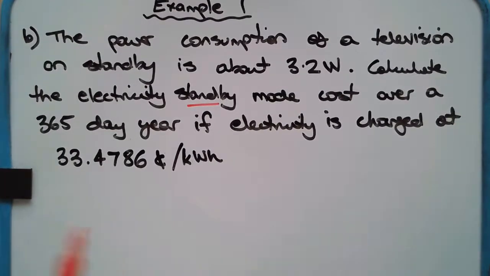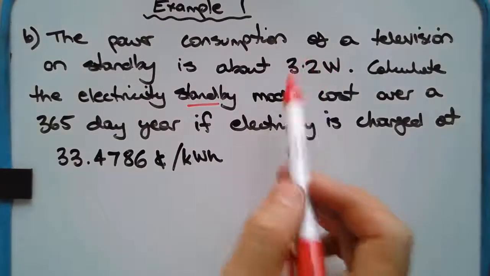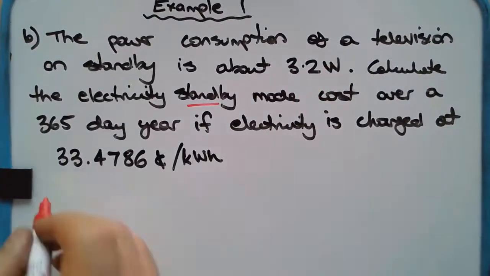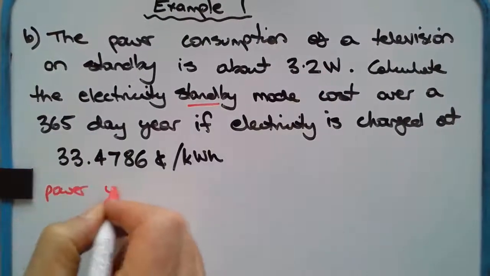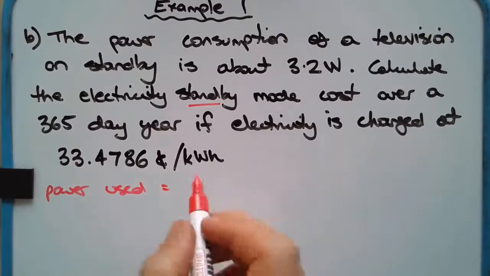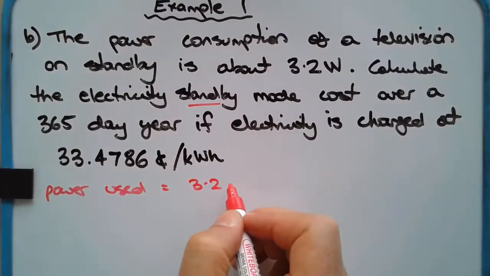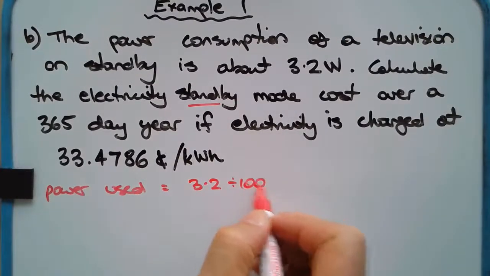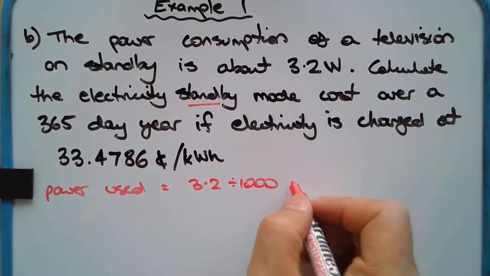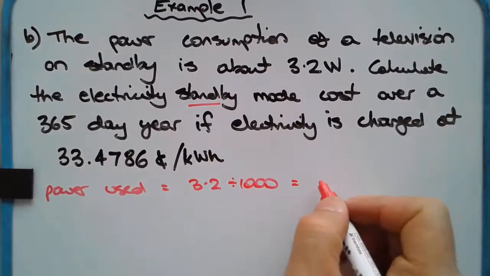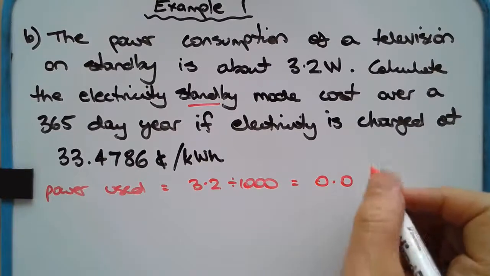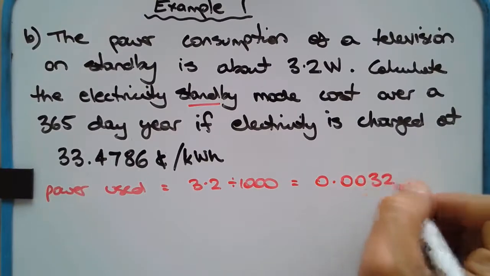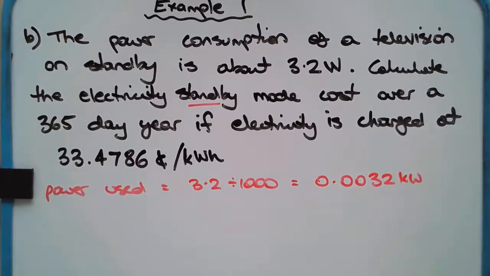So the first thing we need to do is convert the power used into kilowatts. So we'll do that first. Power used is equal to 3.2 watts, and we're going to divide that by 1,000 to get that figure into kilowatts. So that's going to be 0.0032 kilowatts.